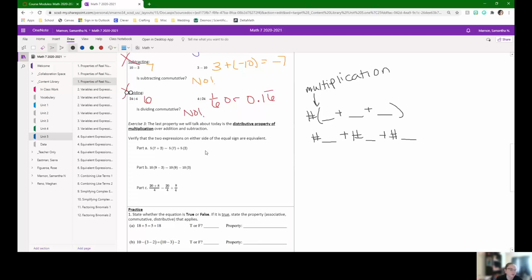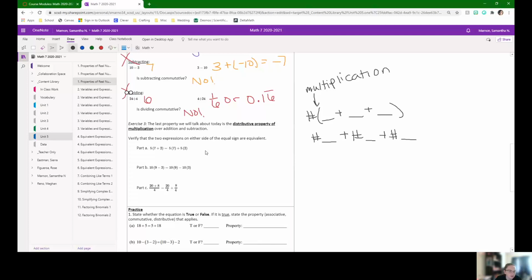So if we look here at this first one, they had 5 times the quantity, 7 plus 2. So we need to check, is that the same as 5 times 7 plus 5 times 2? So pause the video and see what you get on both sides of this equal sign.